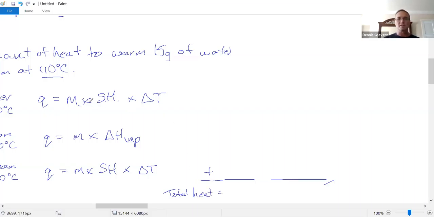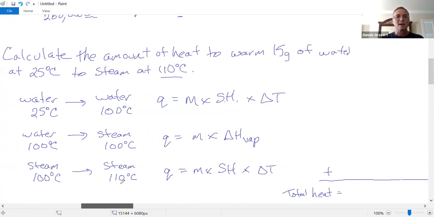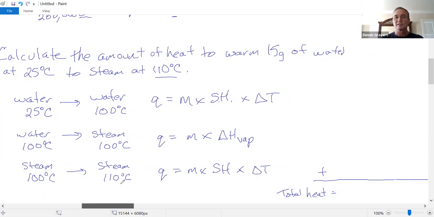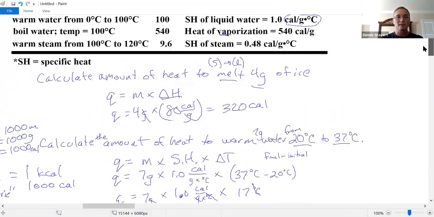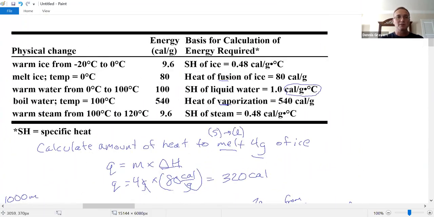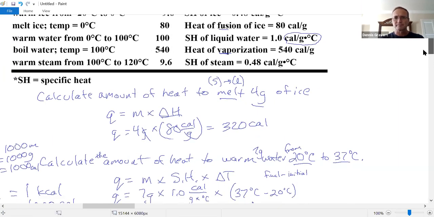Okay, so let's do this equation. What's the heat for 25 to 100 degrees? We'll leave it here. So the amount of heat is the mass, 15 grams, times the specific heat. You don't have to memorize it. The specific heat of liquid water, for warming up water, SH of water is one.